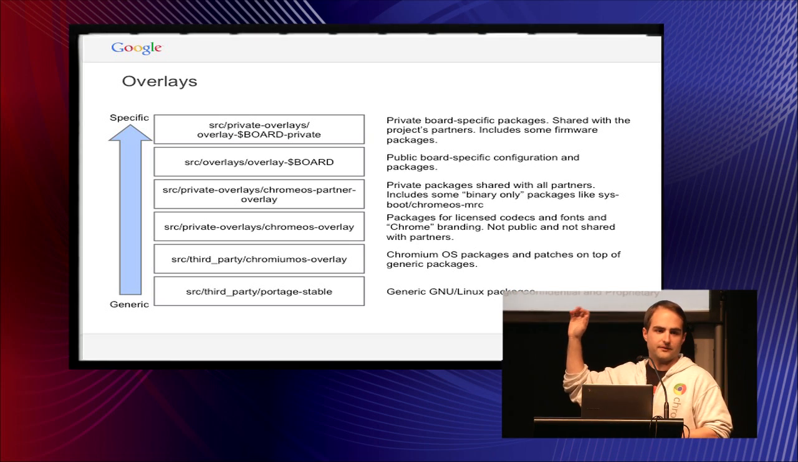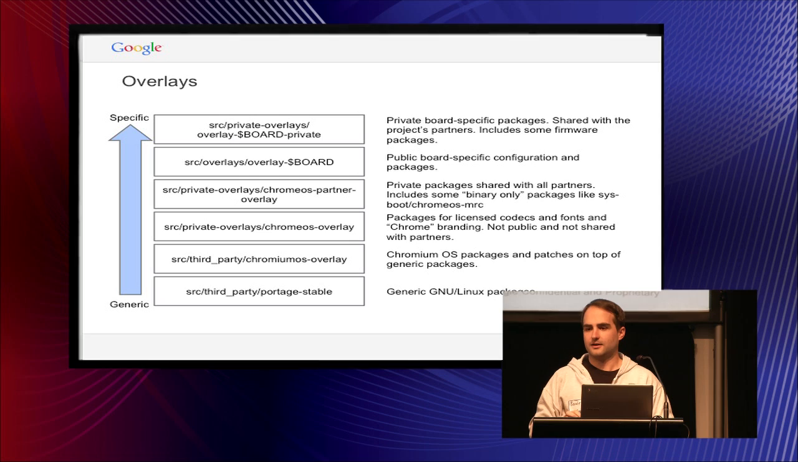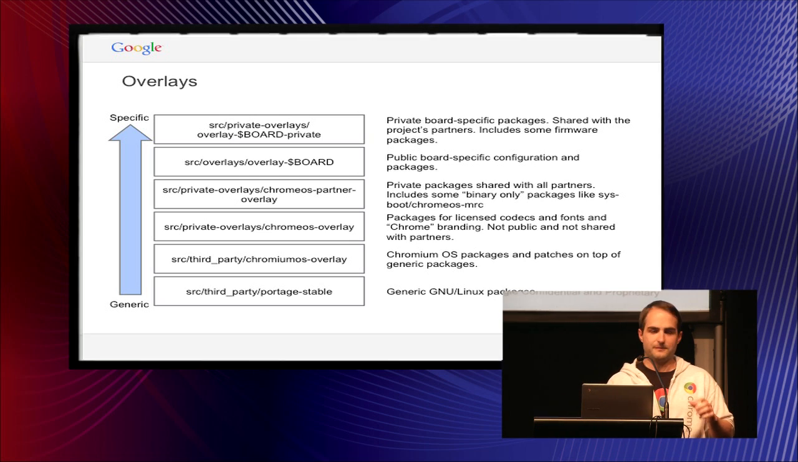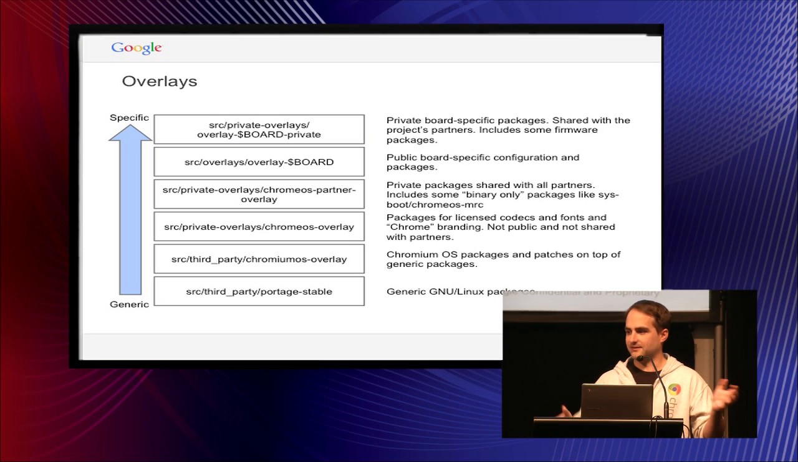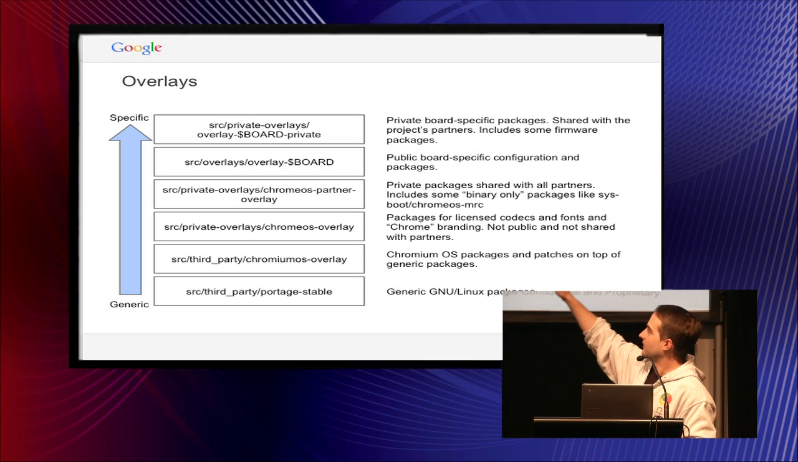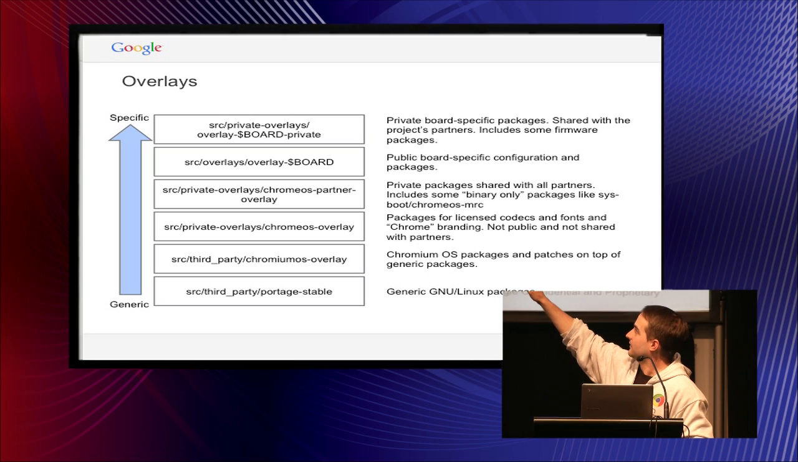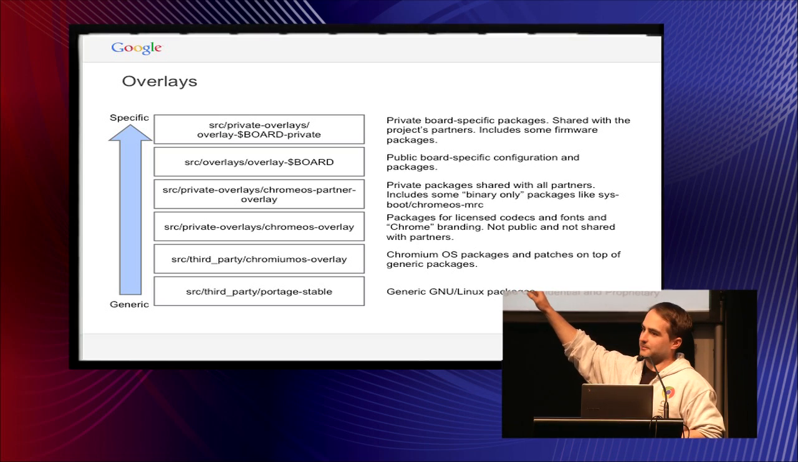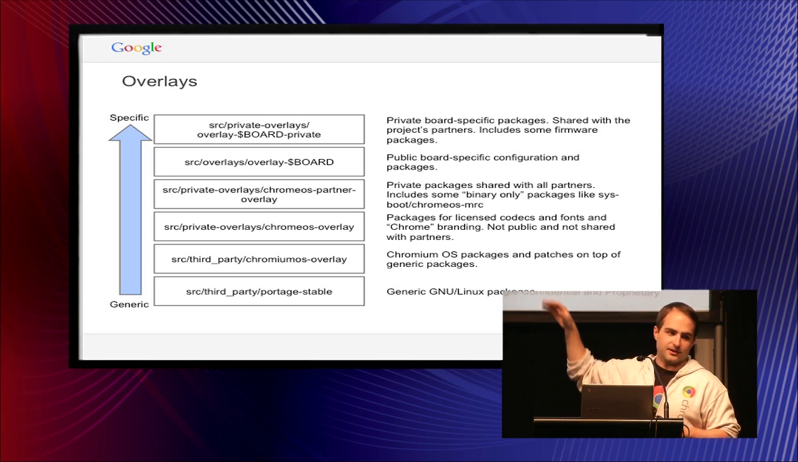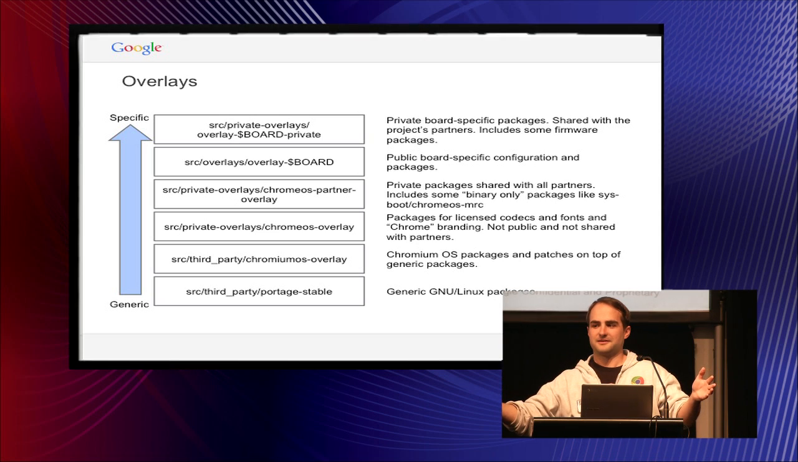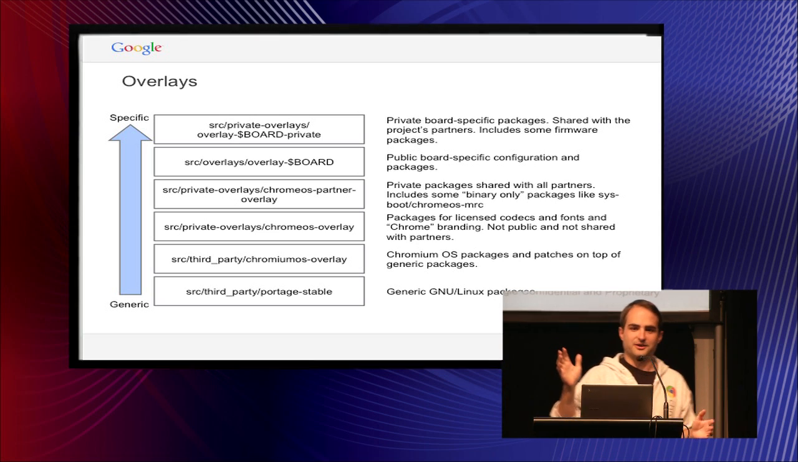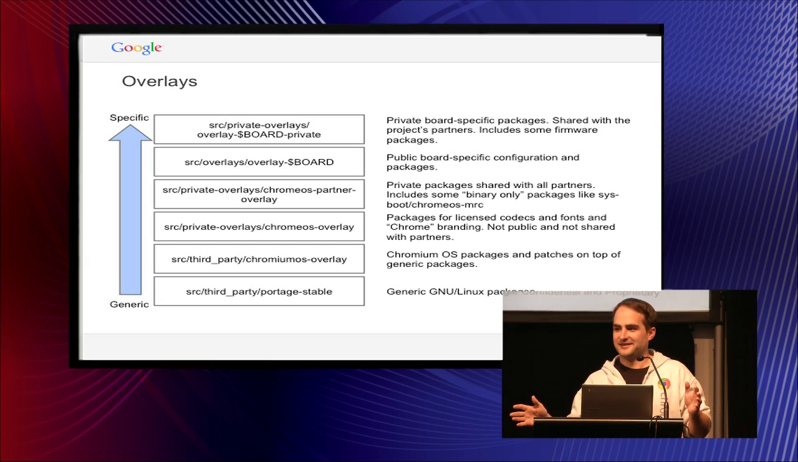And then the last two on the very top here are the board-specific ones. This is how, if you made a new board and you wanted to have different pieces go into it, where they would go. It's split into two pieces. There is src/overlays/overlay-your-board-name, and then there's the private overlay, overlay-board-private. The overlay board is going to be public, and the private one is obviously private, not shared. It would go on which Gerrit?